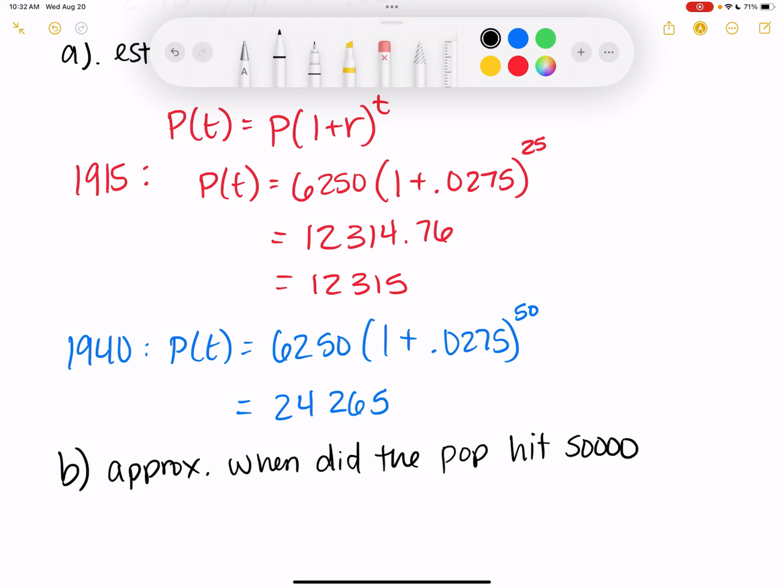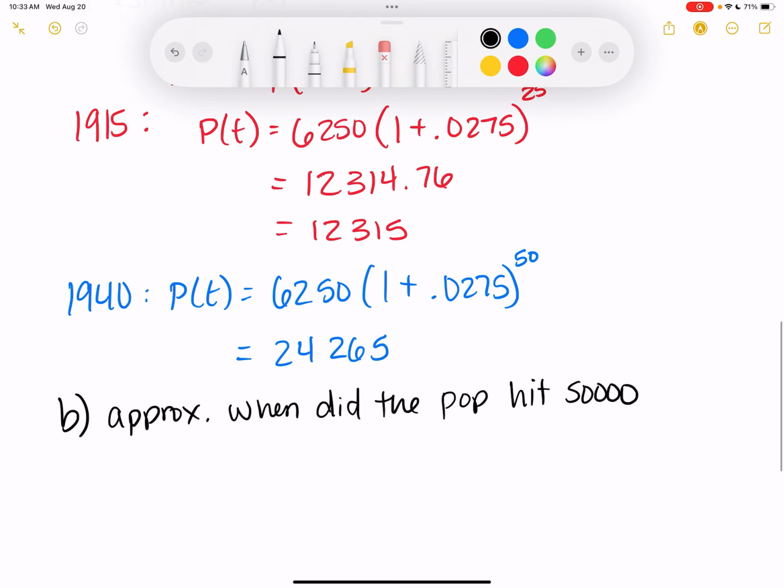So now we're working in reverse, basically. We're seeing how many years it would take from the initial year to hit 50,000. And then we'll say what year it is by figuring out how many years that was from the initial year, like what year number we would be in.